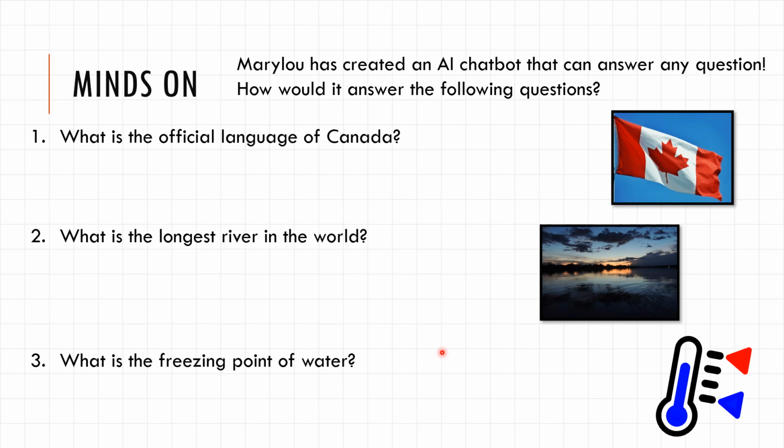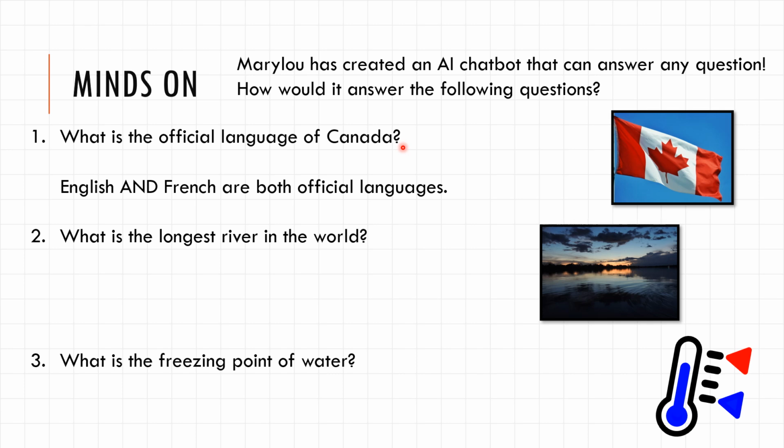Okay, well, hopefully you were able to make a couple of guesses. And if you'd like, you can even open up an AI large language model and put these questions in and see what it says. When I did that, for the official language of Canada I got English and French. These are both official languages in Canada.